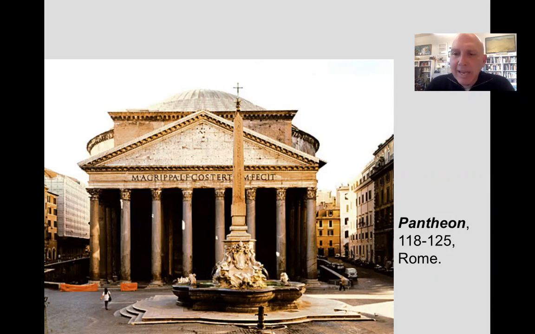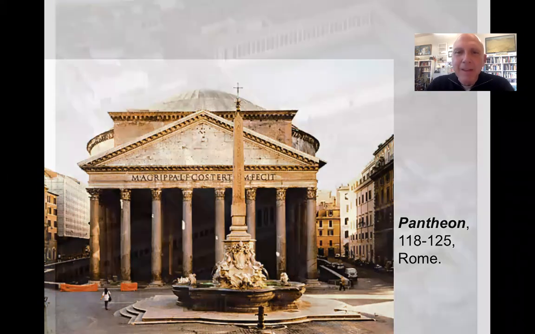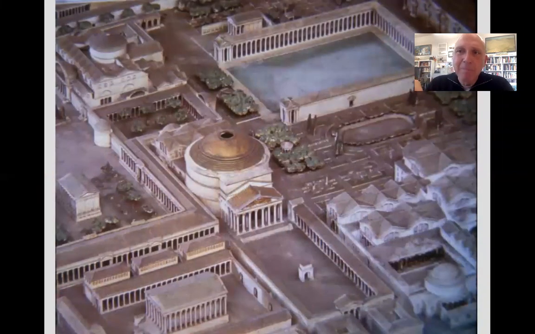This was built between 118 to 125. And even though the inscription in bronze here says built by Agrippa, it was not. It was built by Hadrian. What is true is that there was once a temple here, a temple to all the gods, a pantheon, that Agrippa did in fact build, but that temple burned down. And when it burned down, Hadrian had the opportunity to rebuild it. And so the inscription that says Agrippa built this is Hadrian being modest, essentially. Hadrian, in fact, built and more than likely designed the building as well.